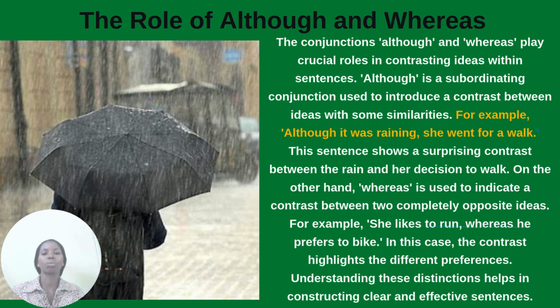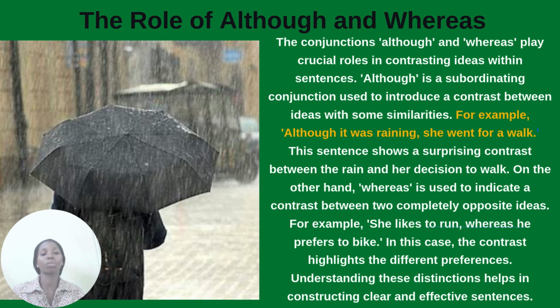Now let's get to what we are doing today. Let's look at although and whereas. The conjunctions although and whereas play crucial roles in contrasting ideas within sentences. All right. So although is a subordinating conjunction used to introduce a contrast between ideas with some similarities. So when you want to use although, you look at the sentences.